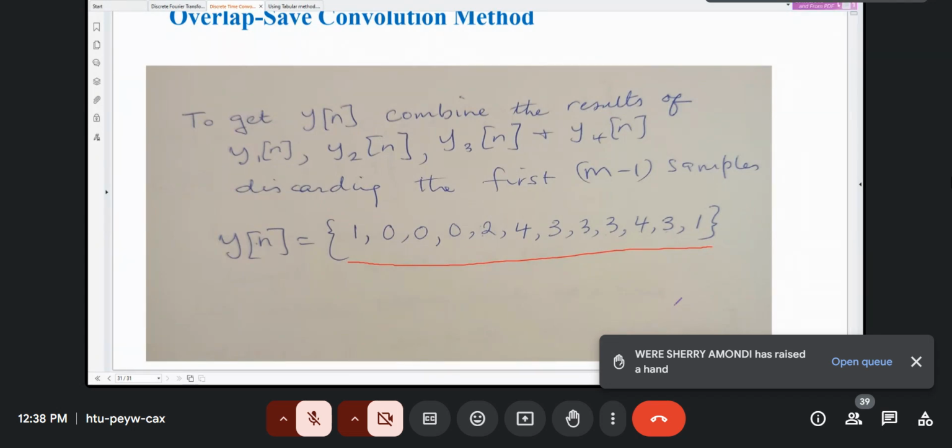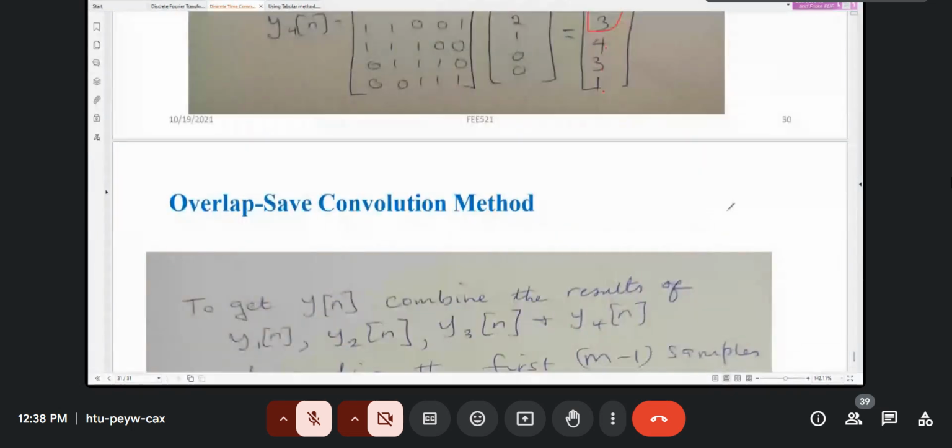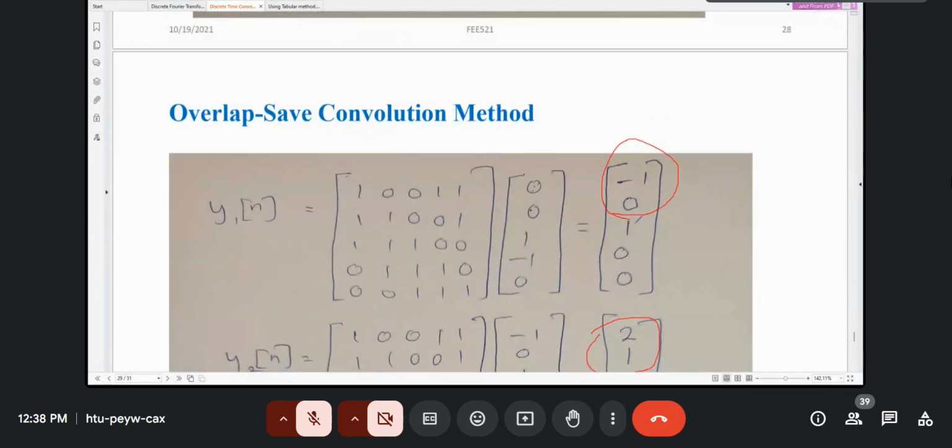explain the addition of the results, or just illustrate how to add y1, y2, and y3? Yes, I just repeated that. You are discarding the first 2 samples of each of these sequences. Actually these are just the outputs when you use the shorter sequence. So you're just discarding the first samples.